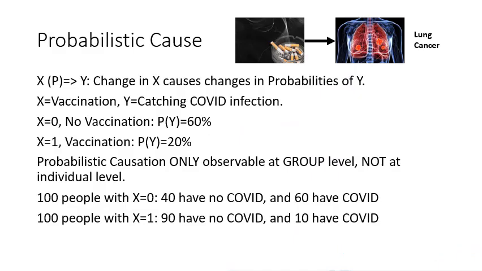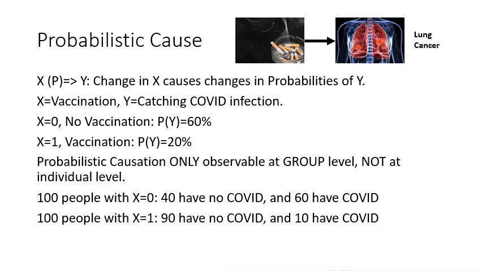A second complication is that of a probabilistic cause. So, for example, smoking leads to cancer. Now, this kind of thing is not guaranteed. Lots of people who smoke did not get cancer, but the probability of cancer increases from almost near zero to a much higher probability. So instead of saying that X actually changes Y, changes in X cause changes in the probability of Y. For example, if you are vaccinated against COVID, then your probability of catching the infection becomes less. Suppose that we have two cases, if X is 0 and there is no vaccination, your probability of catching COVID is 60%. After vaccination, it becomes 20%.